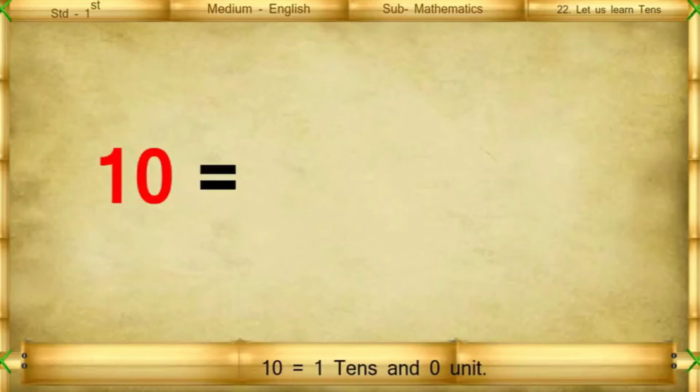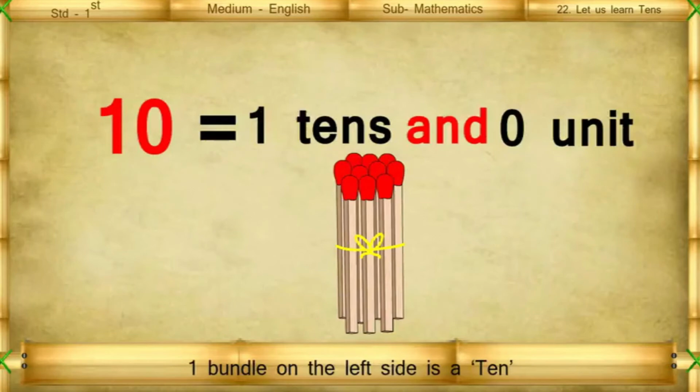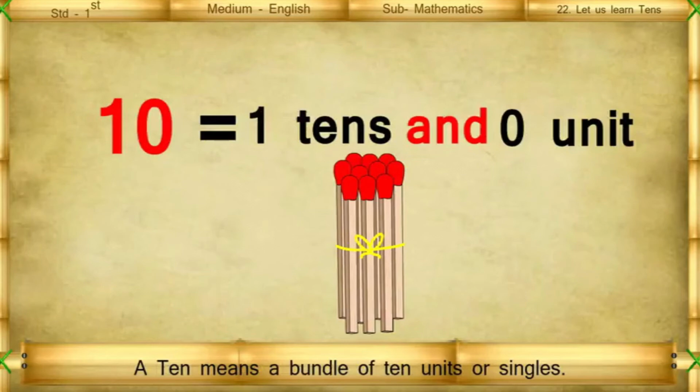10 is equal to 1 tens and 0 units. There, 1 bundle on the left side is a 10. A 10 means a bundle of 10 units or singles.